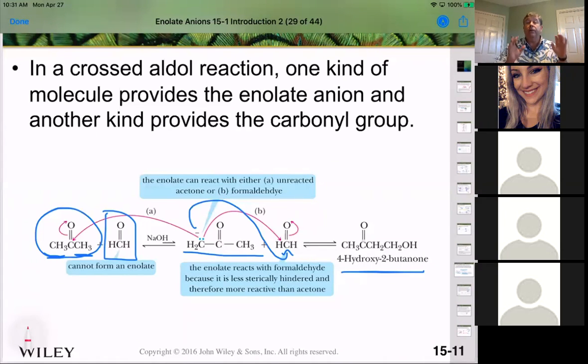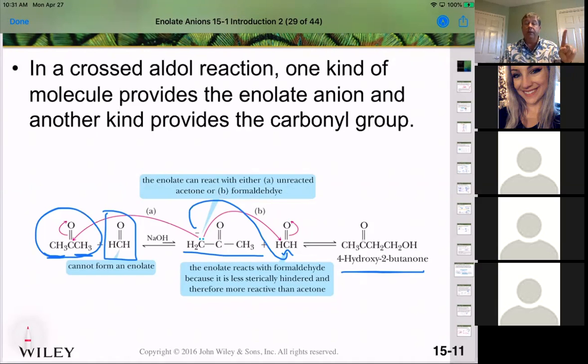Yes, that's called the cross aldol condensation. That means one of your substrates has alpha hydrogens and their equivalent, and the other substrate has no alpha hydrogen, so only the carbonyl can react. This is what we call a cross-aldol reaction, okay?